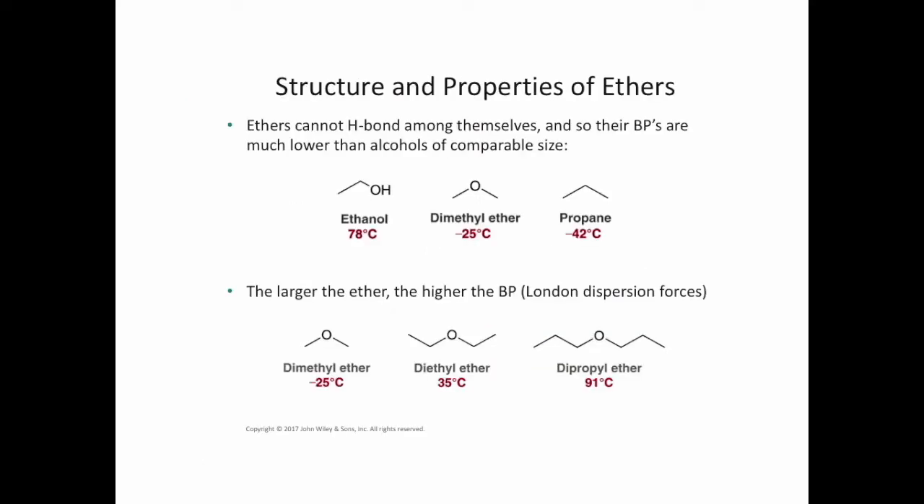Ethers cannot hydrogen bond amongst themselves, so their boiling points are much lower than alcohols of comparable size. So if we look here at ethanol, that has a boiling point of 78 degrees, but dimethyl ether has a boiling point of minus 25 degrees Celsius.